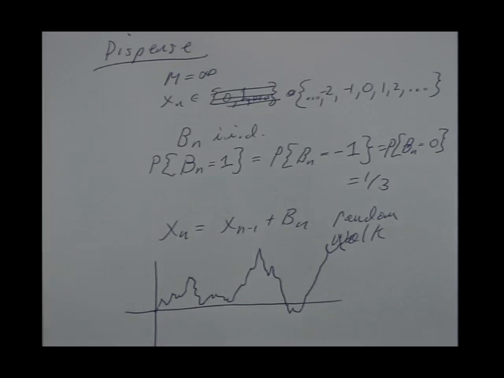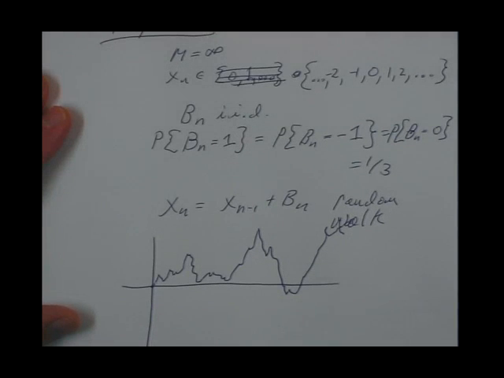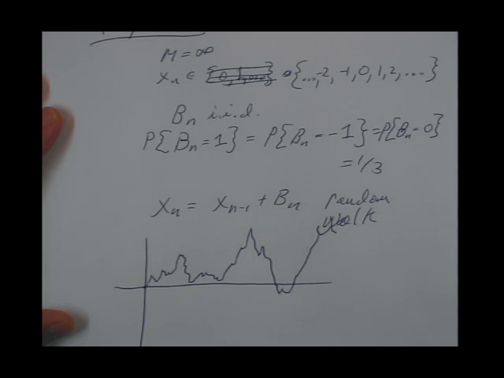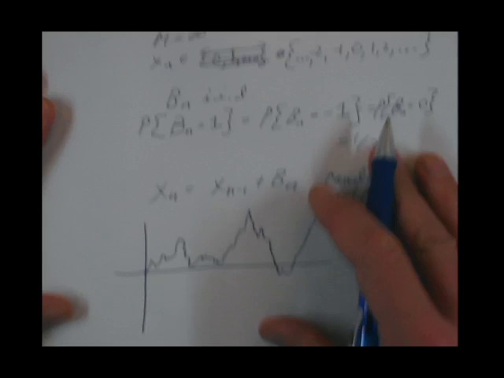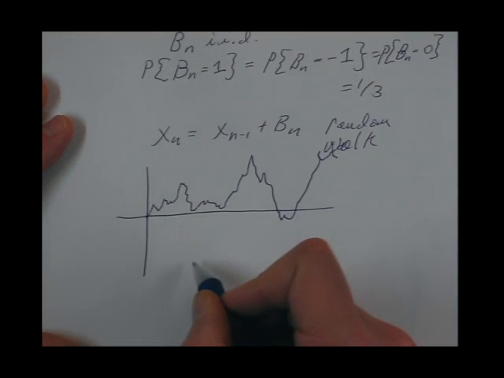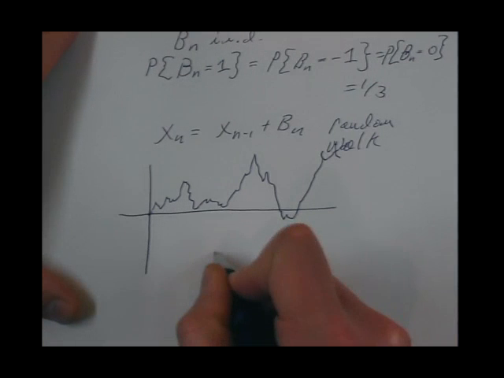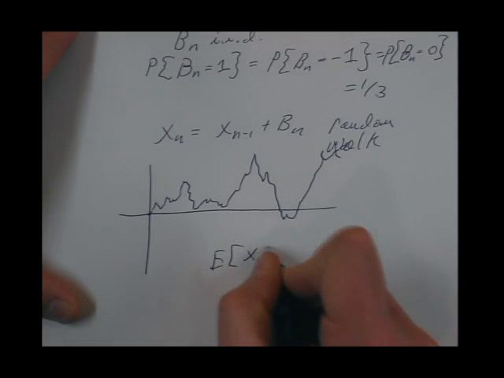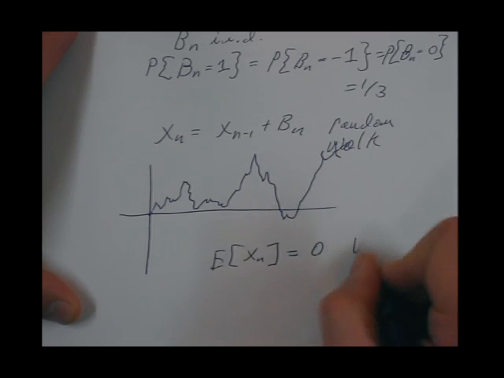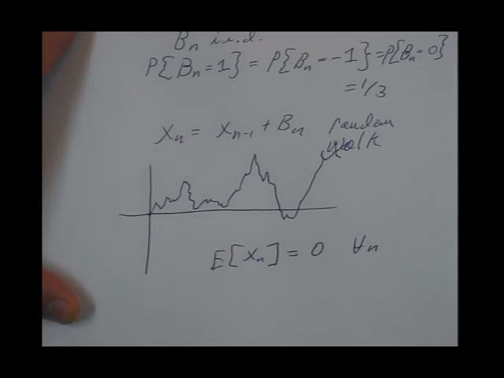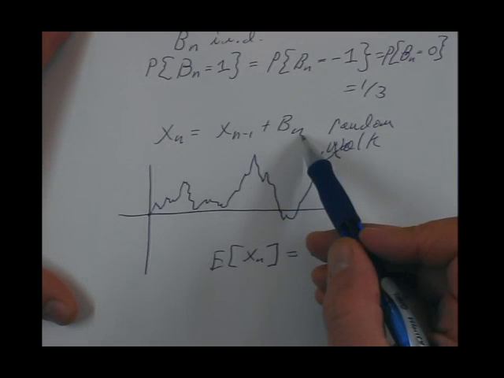So you have this random walk. Now, what happens is that the expected value of x sub n equals 0 for all n, right? Because the expected value of b sub n is 0, right?